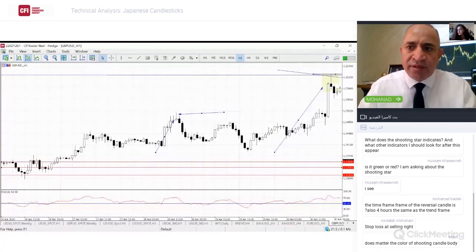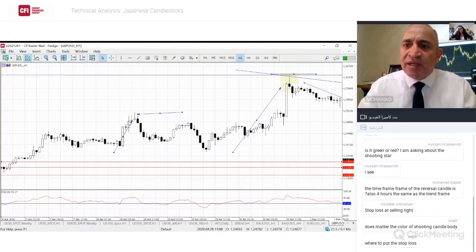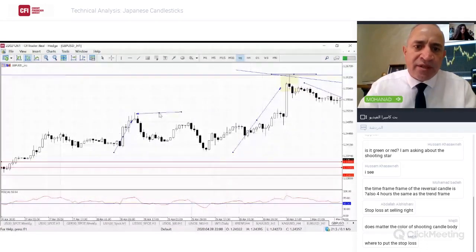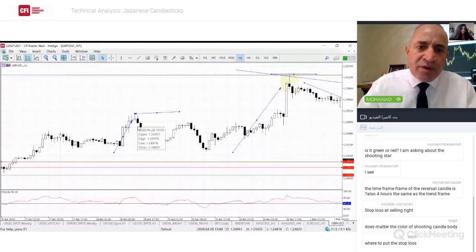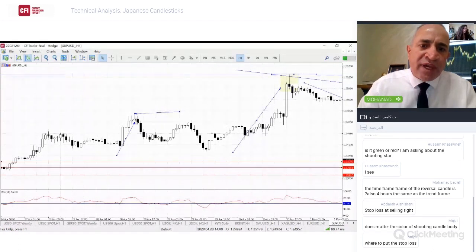It doesn't matter the color of the body of the shooting star candle. What matters are two conditions. Here it is a black body, while here we have a white body. As we see in the chart, we have an uptrend. Then we have a shooting star, which consists of two main sections, the body and the tail. And the tail is at least twice the body of the candle.